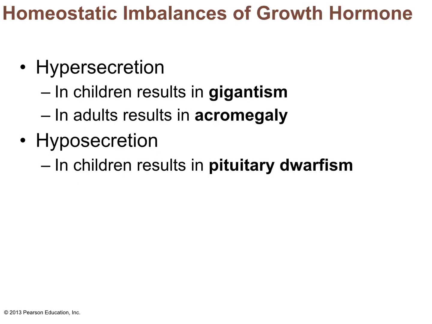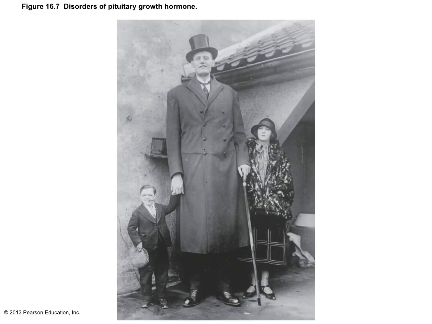Imbalances of growth hormone: if you have too much growth hormone, a hypersecretion in childhood, then it ends up with gigantism. In adults, it will result in something called acromegaly. Hyposecretion in children results in pituitary dwarfism. And I have some pictures to follow here. So you can see gigantism on this slide as well as pituitary dwarfism.